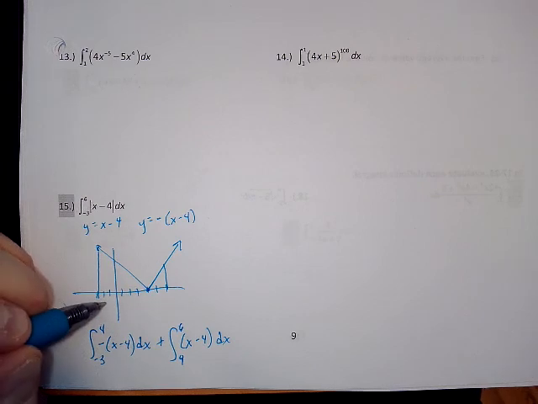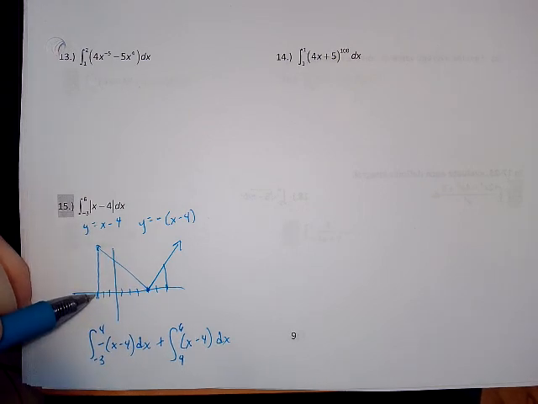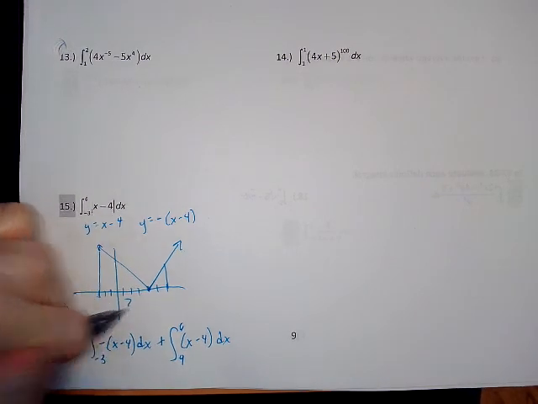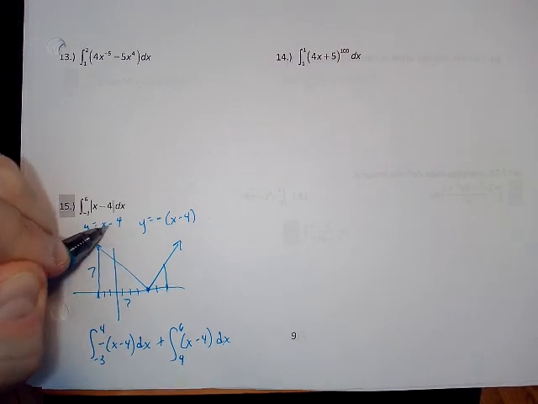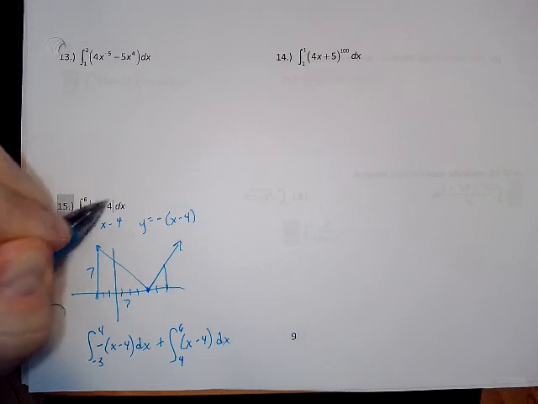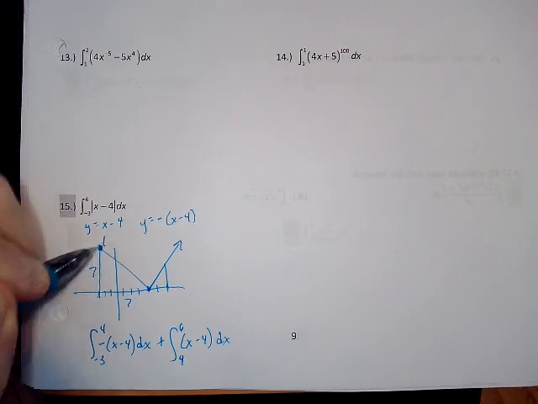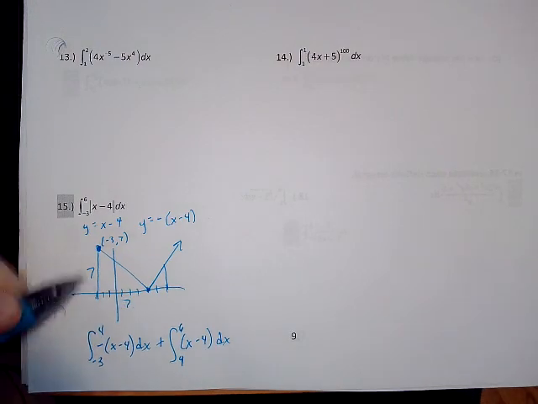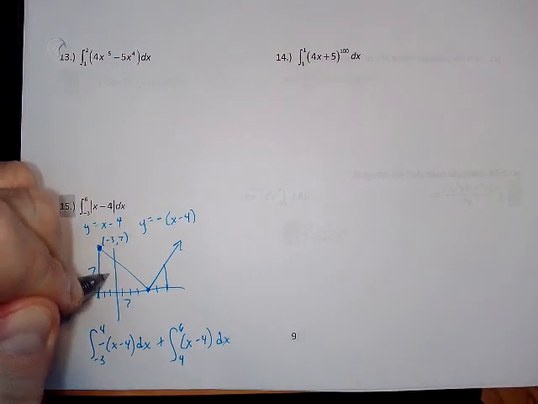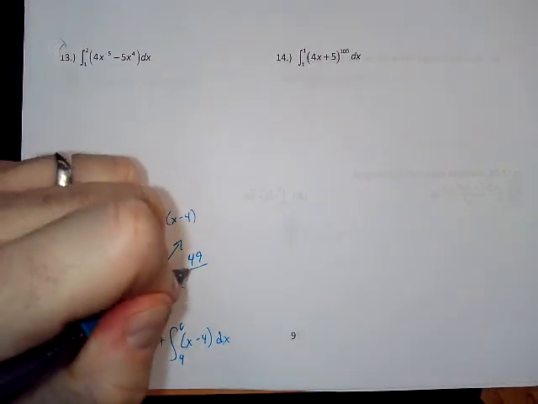Now on the left side, this triangle goes from -3 to 4, so it's 7 wide and 7 tall, because if I plug in -3, I get -3 minus 4, which is -7, absolute value 7. So this point is -3, 7. So it's 7 times 7, and half of 7 times 7 is going to give us 49 halves.